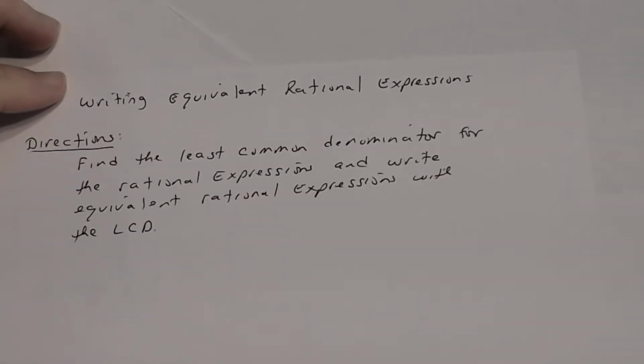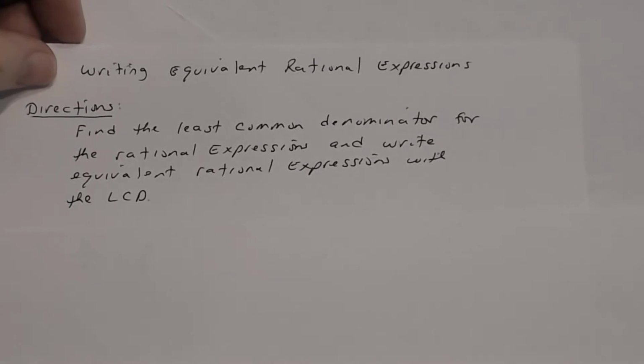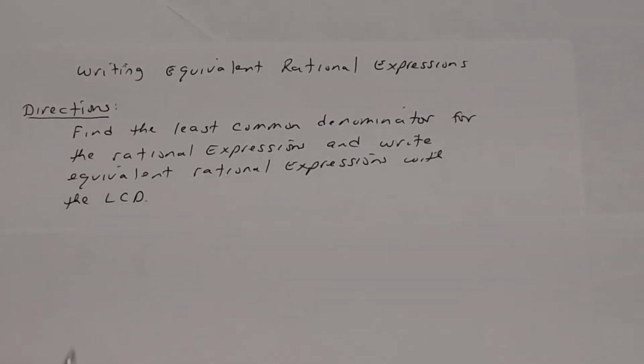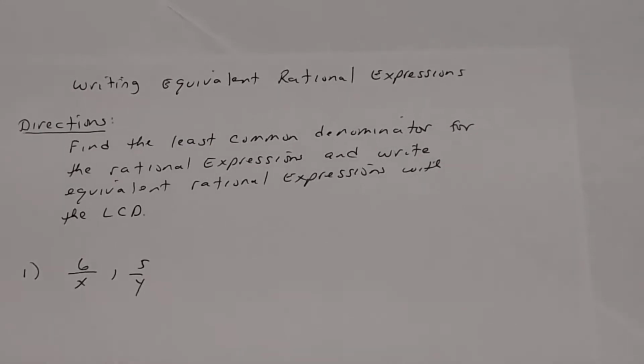The directions for this will probably say something like this: find the least common denominator for the rational expressions. Notice there are going to be 2 rational expressions. And then write the equivalent rational expressions with the LCD. So for example, number 1, you have these 2 rational expressions.